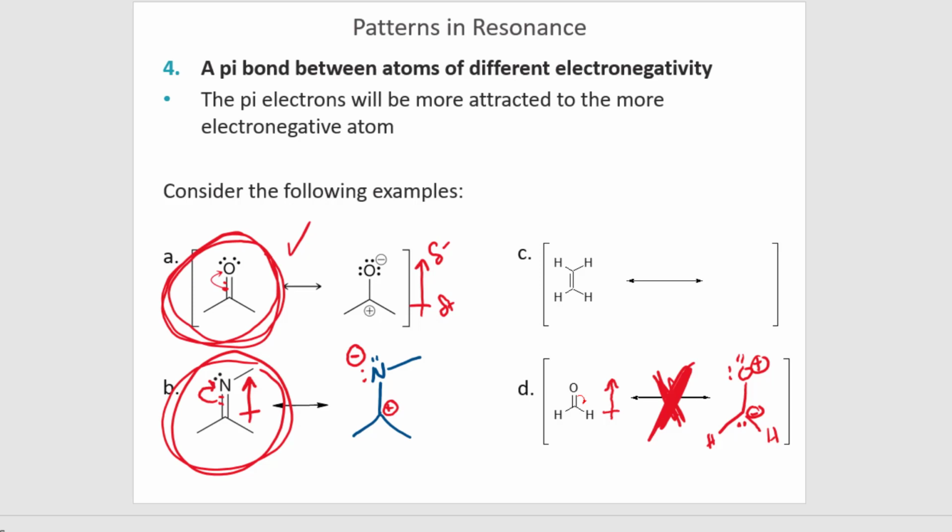Now, alkenes, carbon-carbon double bonds, don't have a difference in electronegativity, and so there's really no resonance contributor in one direction or the other. So we don't really write a resonance contributor for just a carbon-carbon alkene without some electronegativity pulling it in one direction.